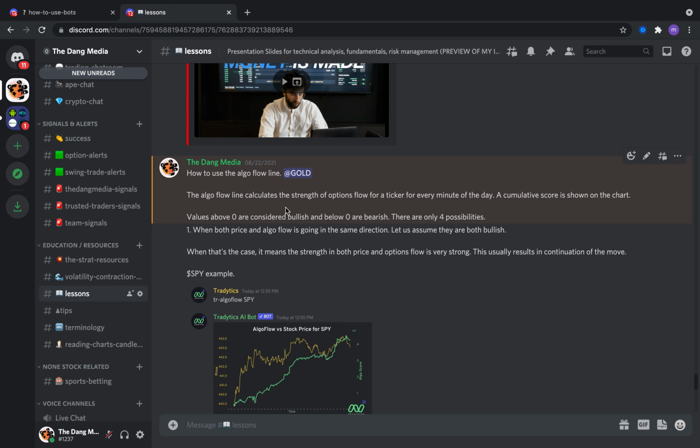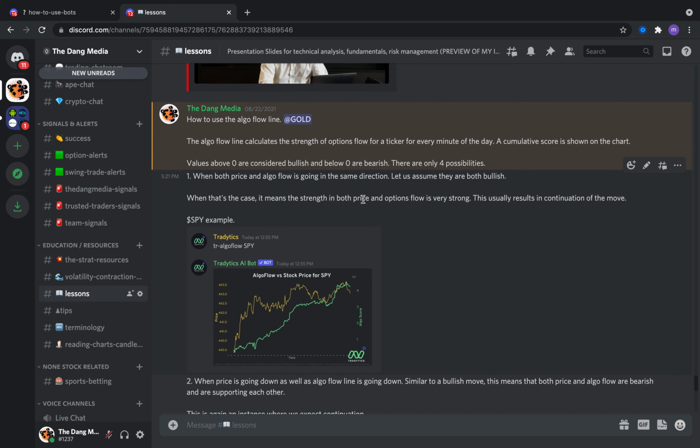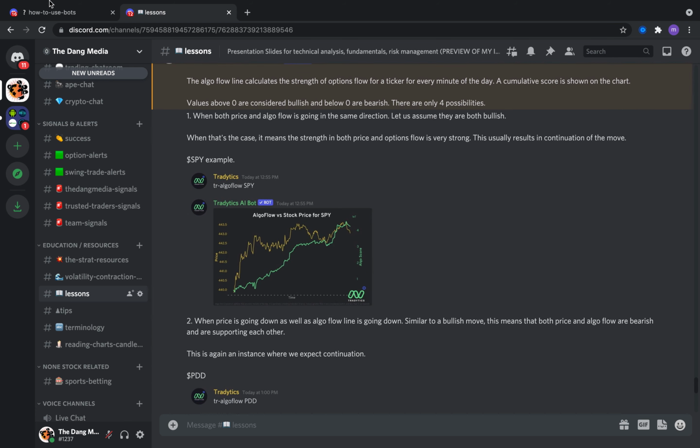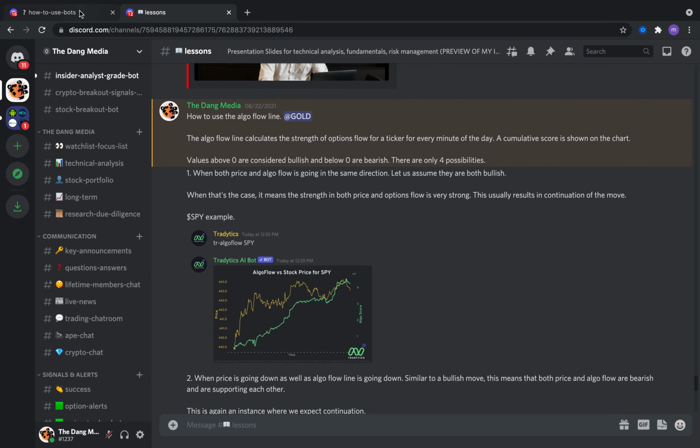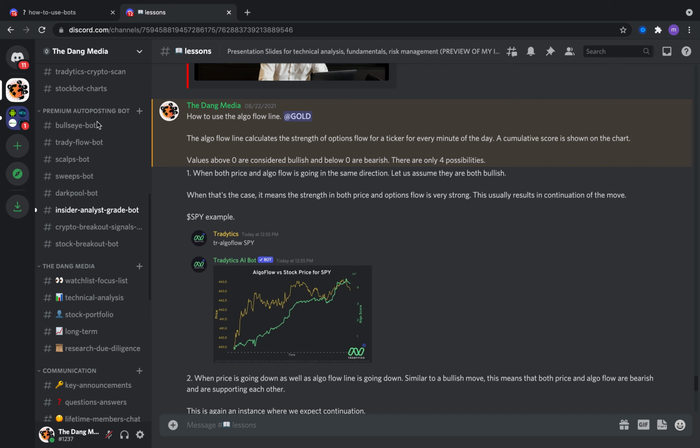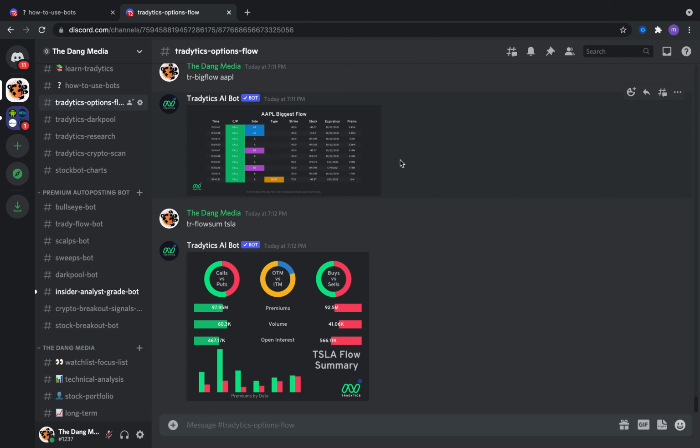The Algo Flow line calculates the strength of options flow for a ticker for every minute of the day, and then a score is shown on the chart. Values above zero are considered bullish, and values below zero are considered bearish. He goes over the 4 possibilities, but you can look at that once you're in our Discord. But going back to the Algo Flow, I'll go over a few examples and what I like to look for.